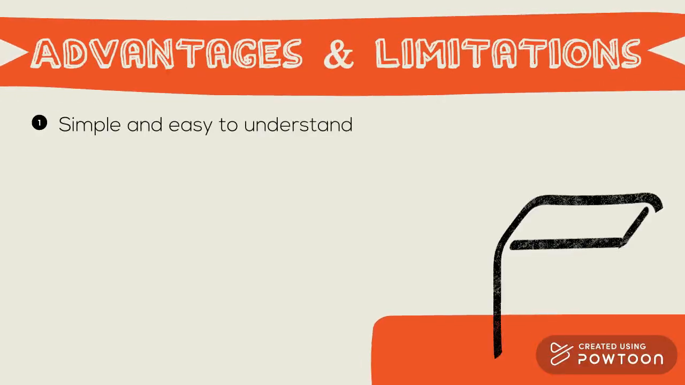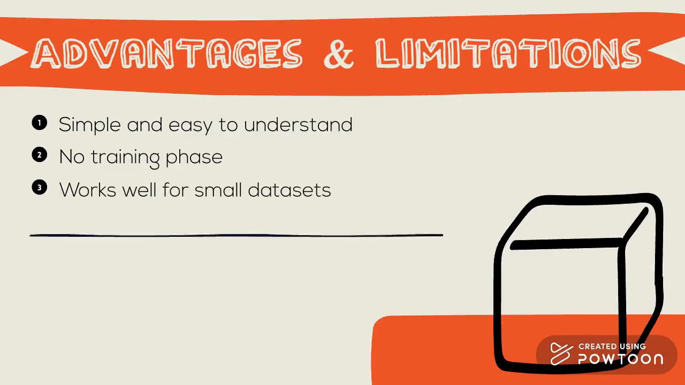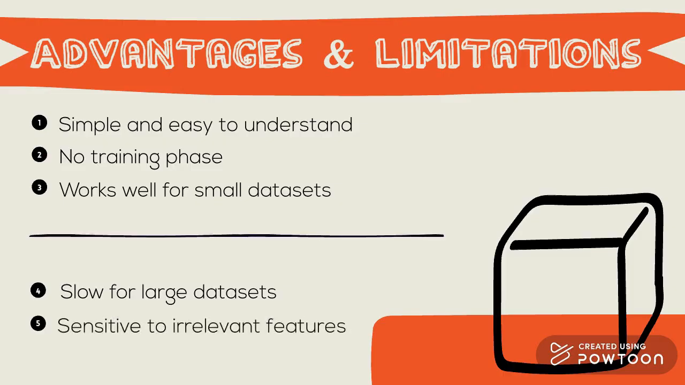KNN is easy to understand and implement. It requires no training phase and works well for small datasets. However, it can be slow for large datasets, is sensitive to irrelevant features, and requires proper feature scaling.